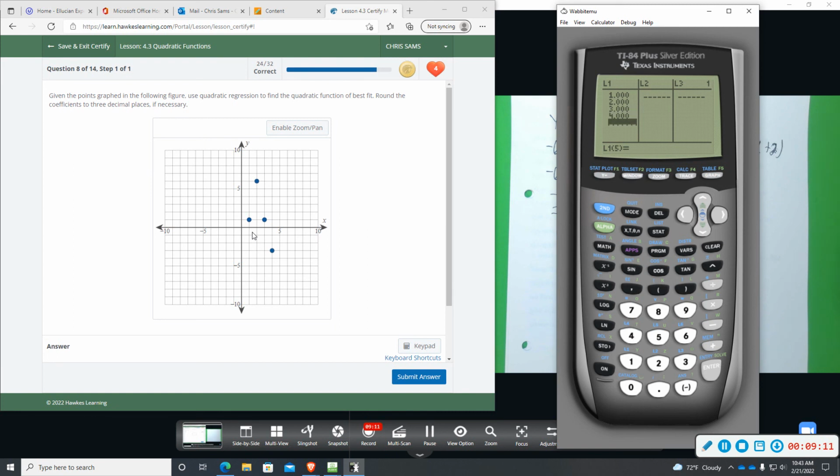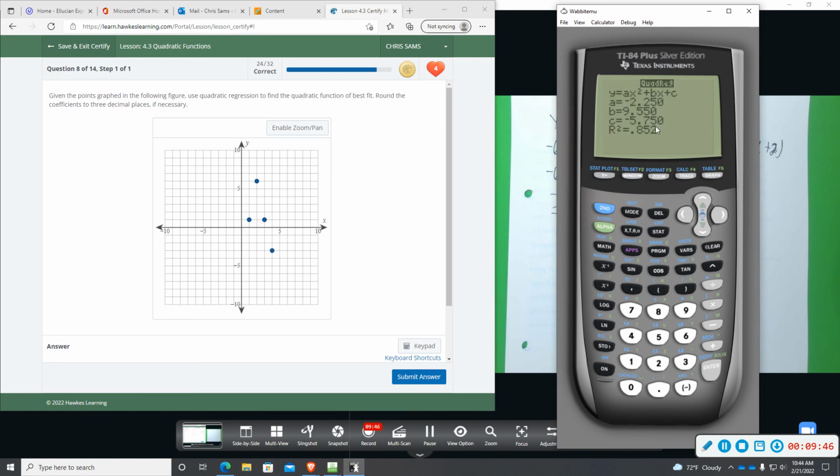All right, I'm going to go to the next column, and we get a y value of 1. We get a y value of 6. Back down to 1. And then this is negative 1, 2, negative 3. Negative 3. All right, so I'm going to do the same thing again. We're going to go to Stat. We're going to go to Calculate. We're going to do Quadratic Regression, so option number 5. And then we're just going to go down to Calculate.